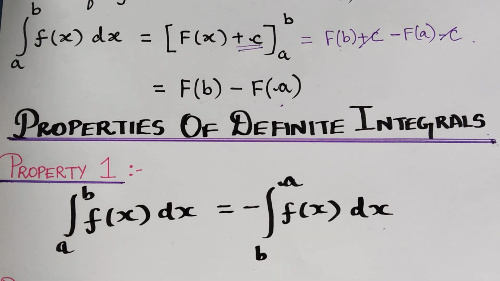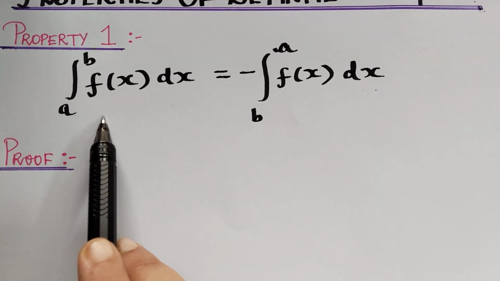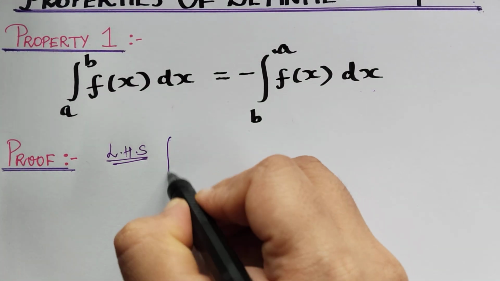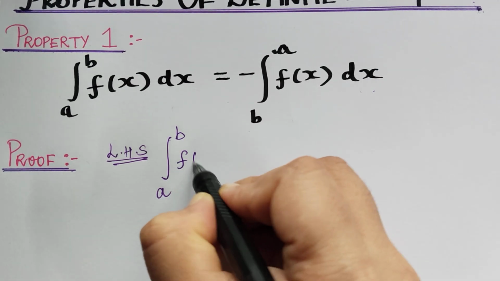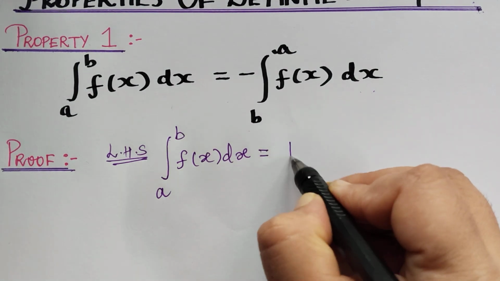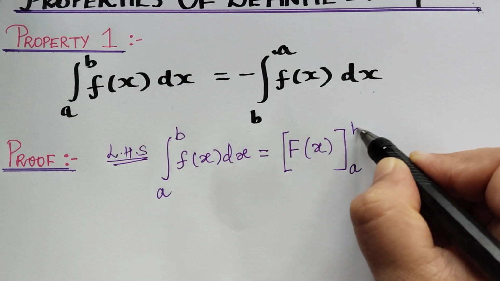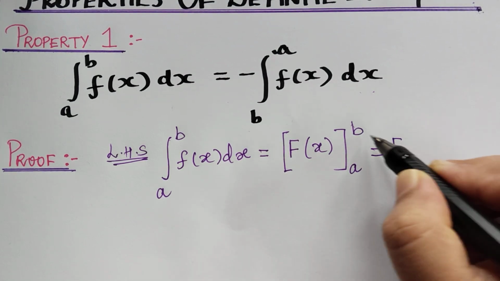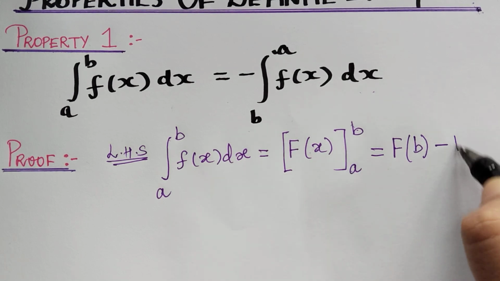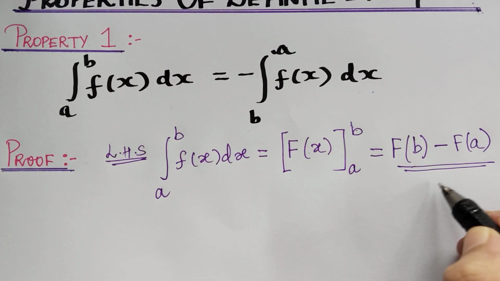Now let us prove this result. Now in order to prove this property, first we shall consider the left hand side. So the left hand side is integral a to b f of x dx. Now as per the definition of definite integrals, this will be equal to F of x between the limits a to b. And on applying the limits, when we apply the upper limit, we get F of b minus the lower limit, so F of a. So this is the left hand side that we have obtained.